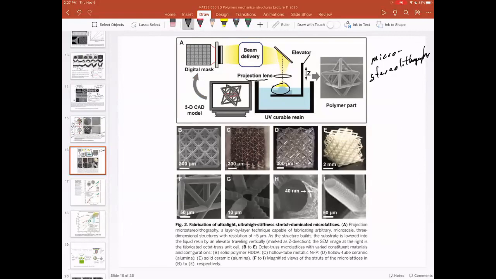So what they did was they made a polymer part. So this is photopolymer SLA, just like we talked about. They're going to coat it in metal. Then they're going to dissolve away the polymer, and they're going to get a hollow metal structure. So that's cool. And this gets to the idea that you can have architected trusses themselves.